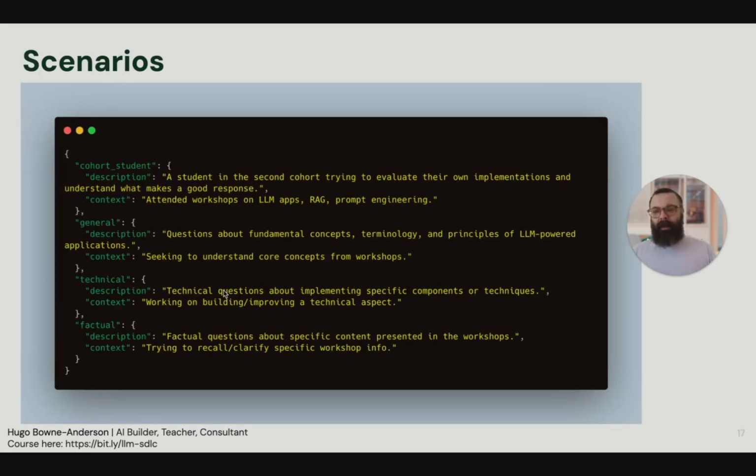Now, what scenarios will they be using this application in, this AI system? So you could imagine a student in the second cohort, which is the one that just closed, trying to evaluate their own implementations and understand what makes a good response. And I've got some context there. So that's them. Then what type of questions may they want to ask? There are general questions. So questions about fundamental concepts, terminology, principles of LLM-powered applications. There are technical questions. So these are about implementing specific components or techniques. Then there are factual questions, such as questions about specific content presented in the workshops, okay?